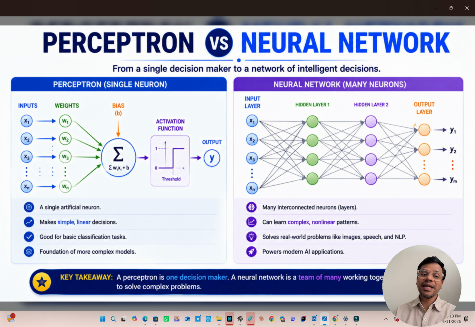A perceptron makes simple decisions, right? The neural network can learn complex patterns. A perceptron is a building block, but a neural network is a complete structure built from these blocks. Think of it like this: one brick cannot create a skyscraper, right? But thousands of bricks working together can build something extraordinary. That's similar. One perceptron cannot power ChatGPT, but millions of perceptrons connected together can create an incredibly intelligent system, right?